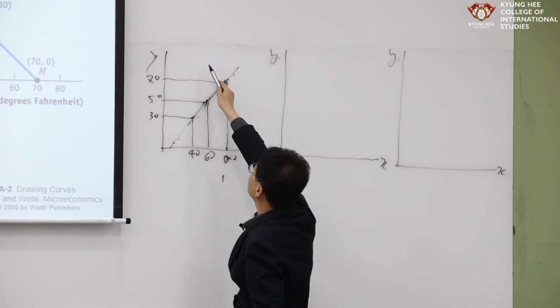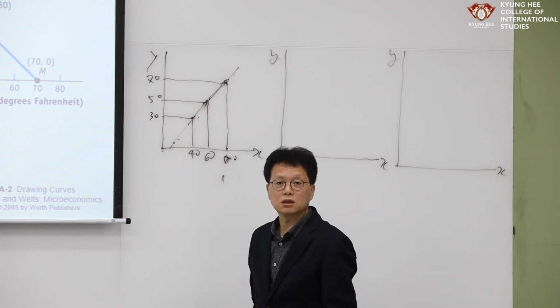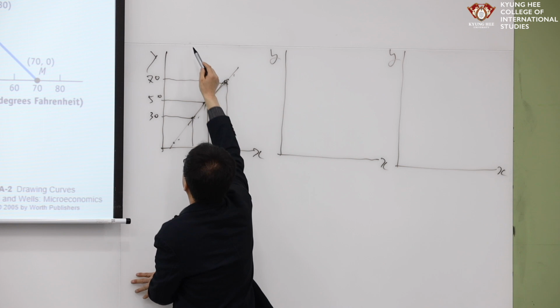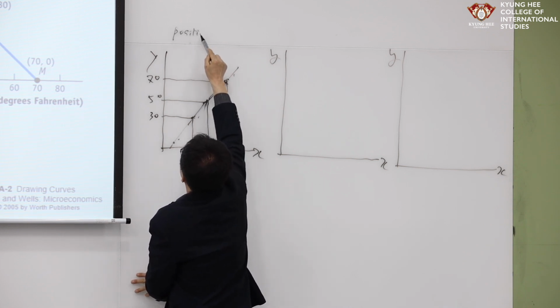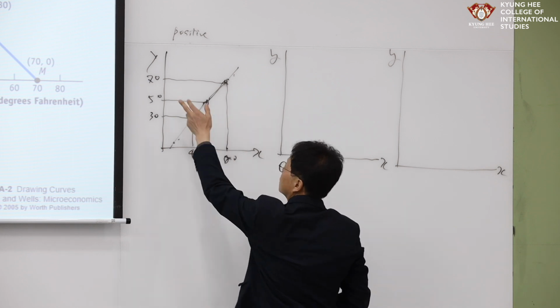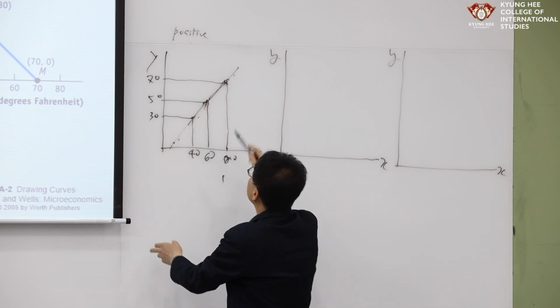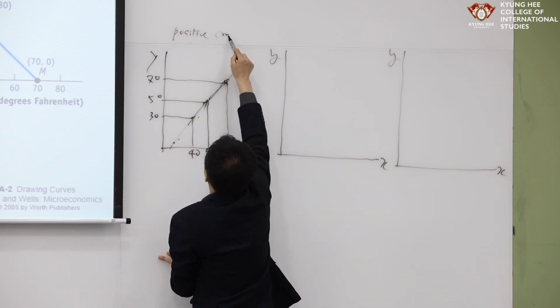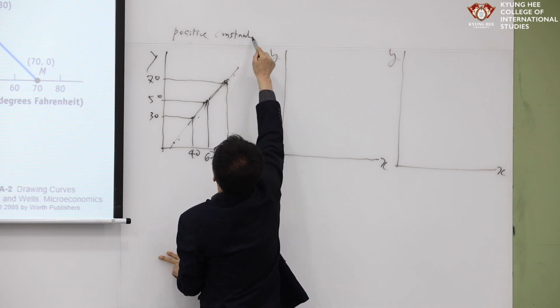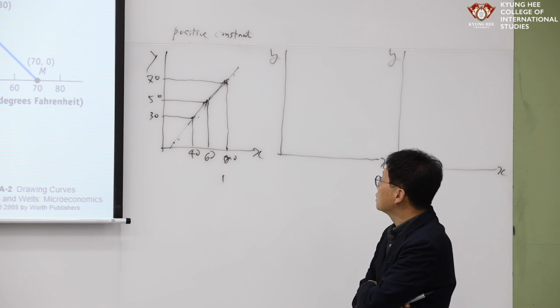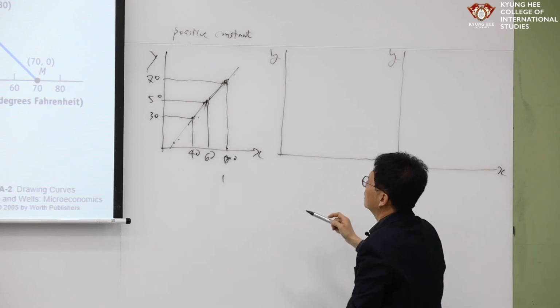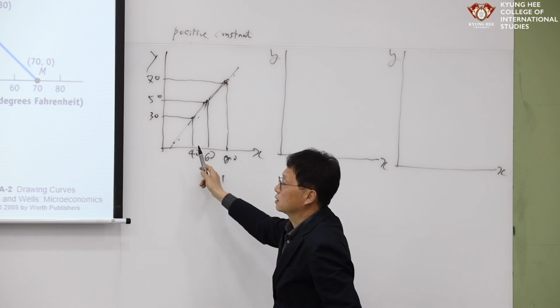So we said this is the case of constant positive relations: x increases, y increases, right? And with constant slope or constant changing rate, right? That is the first case. The second case is like this.